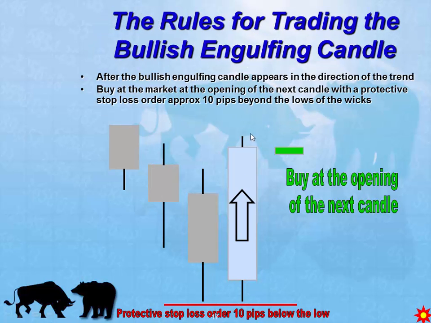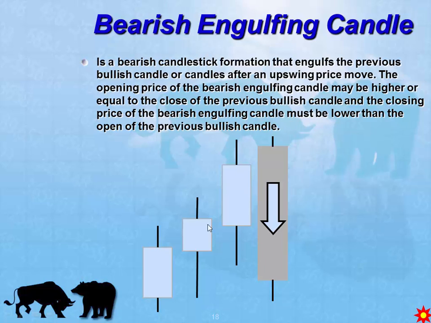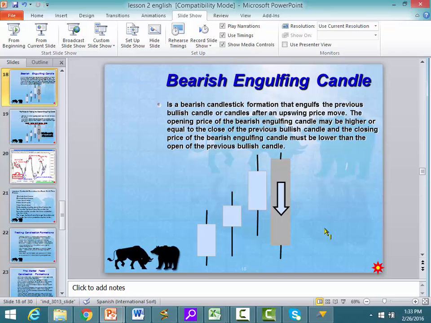Okay, now right here we see a nice bullish engulfing. We buy at the open to go to the upside. The bearish engulfing is when you see this big bear candle covering the prior candle. That's a strong move to the downside.